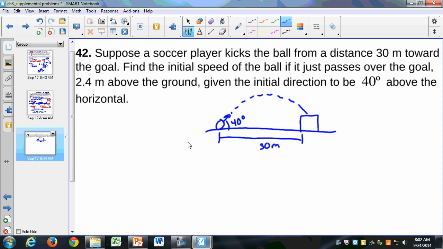And that's all I know. And then the acceleration, of course, I know in the x and y directions. Okay? And so I want to know the initial speed of the ball. How fast is the ball going?